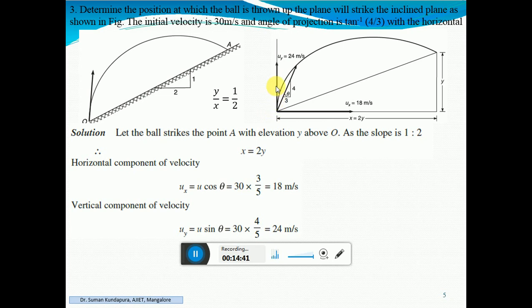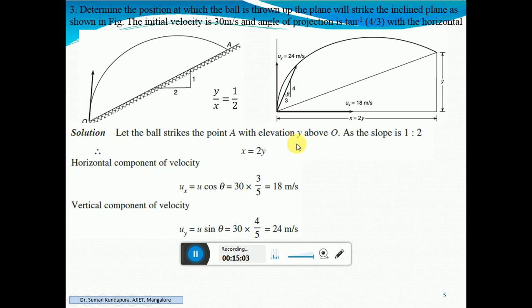Vertical component of the velocity is uy is equal to u sin theta. U is 30, sin theta is opposite by hypotenuse, 4/5. So it is 24 meter per second, 24 meter per second in the vertical. Okay. So vertical component of velocity you got now.